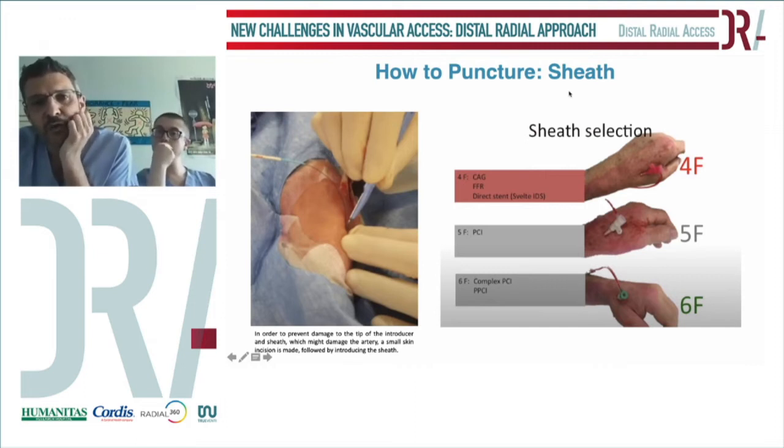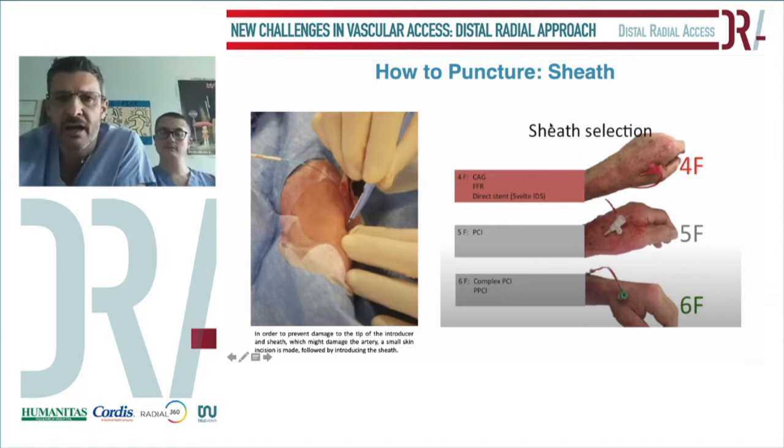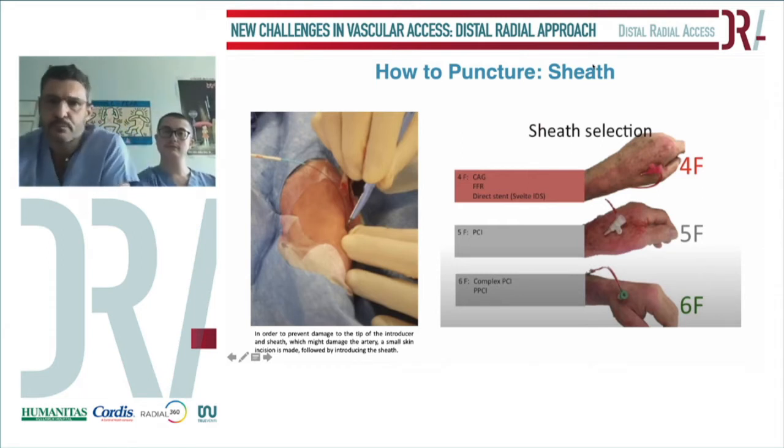Importantly, before advancing the sheath, we suggest performing a small skin incision, because this strategy prevents damage to the tip of the introducer and the sheath, and finally we reduce the damage to the artery. So this is a good strategy to keep in mind before advancing the sheath.